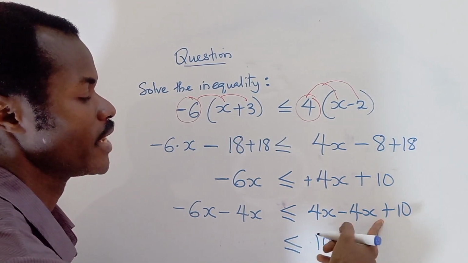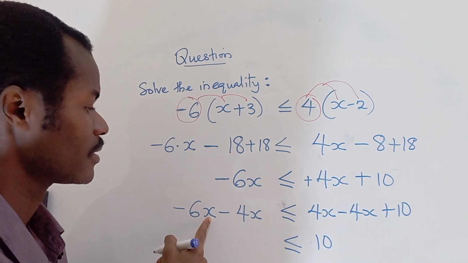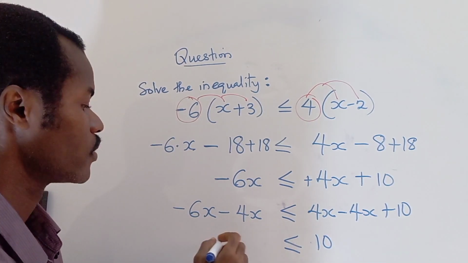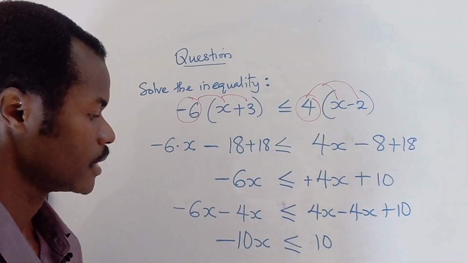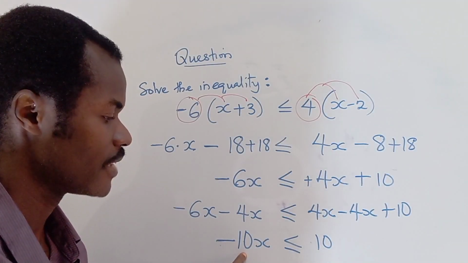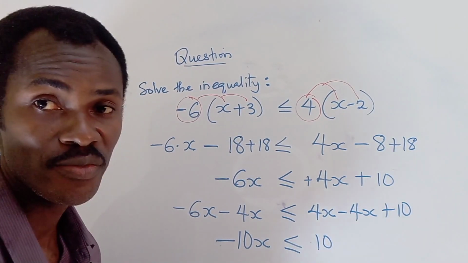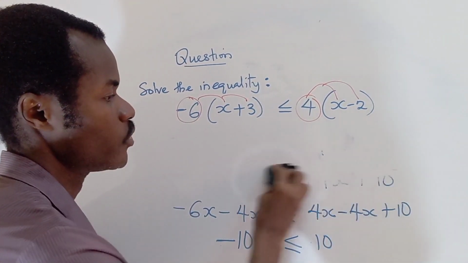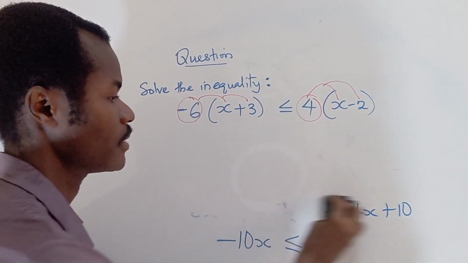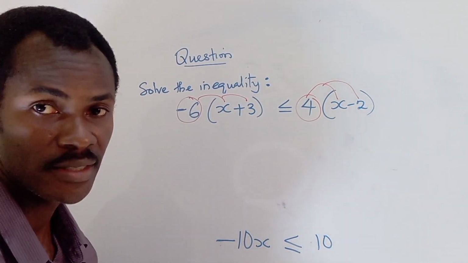At the right-hand side, we have 10. Now, what about this side? We have minus 6x minus 4x. That will give us minus 10x. Now that we have minus 10x is less than or equal to 10, we can now solve for the value of x. How do we solve for the value of x? We are going to divide both sides by minus 10, which is the coefficient of x.